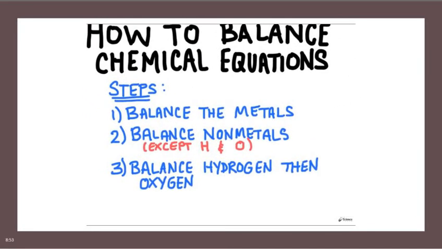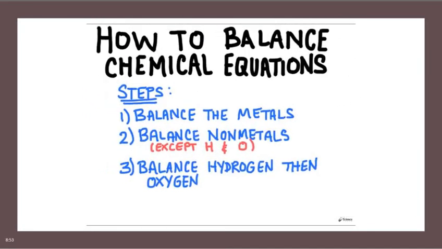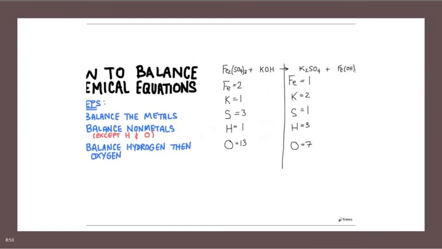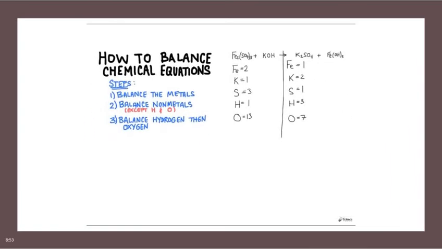The first step is that we're first going to balance the metals. We're going to make sure the metals balance each other. So as I'm looking at this equation, I have two metals. I have iron and potassium. I'm going to start by getting those numbers to equal. Then I'm going to move on to the non-metals, except for hydrogen and oxygen. The only thing I have other than hydrogen and oxygen that's a non-metal is sulfur. Finally, I'll balance hydrogen, then oxygen. So you see I listed them in the order that I'm going to follow these steps.